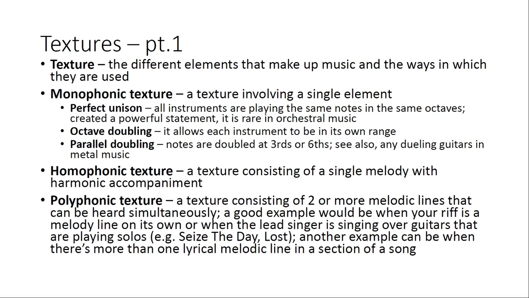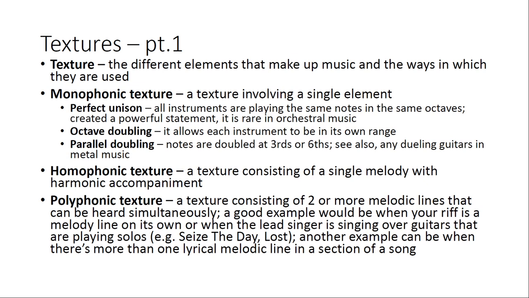So, a melody with monophonic texture can be of three different types. All the instruments are playing the same notes in the same octaves. It's actually pretty rare in orchestral music because all the instruments tend to blend too much and you don't really understand exactly what's going on, but it does create a powerful statement when the melody element of a song has, like, a violin, a viola, a flute, and a piccolo playing the same notes, so to speak, for example.